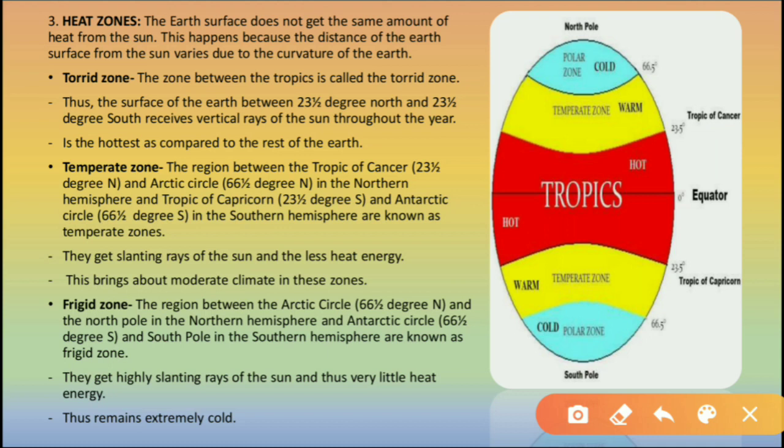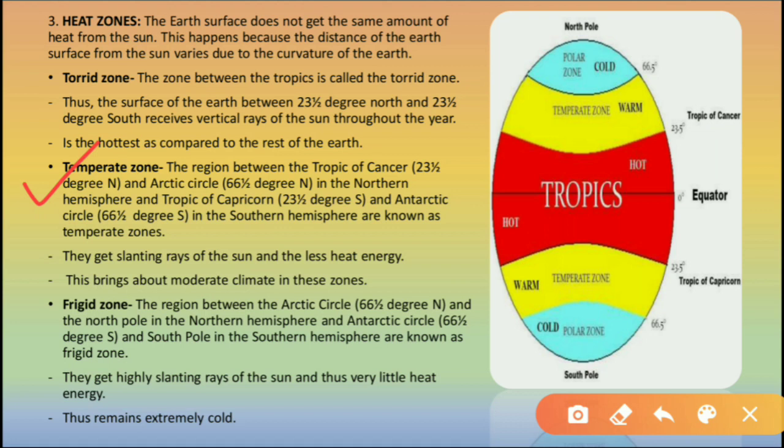Now moving to the next zone, that is the temperate zone. See the explanation. The region between the Tropic of Cancer, 23.5 degrees north, and the Arctic Circle, 66.5 degrees north, in the northern hemisphere, and the Tropic of Capricorn, 23.5 degrees south, and the Antarctic Circle, 66.5 degrees south, in the southern hemisphere are known as the temperate zone.